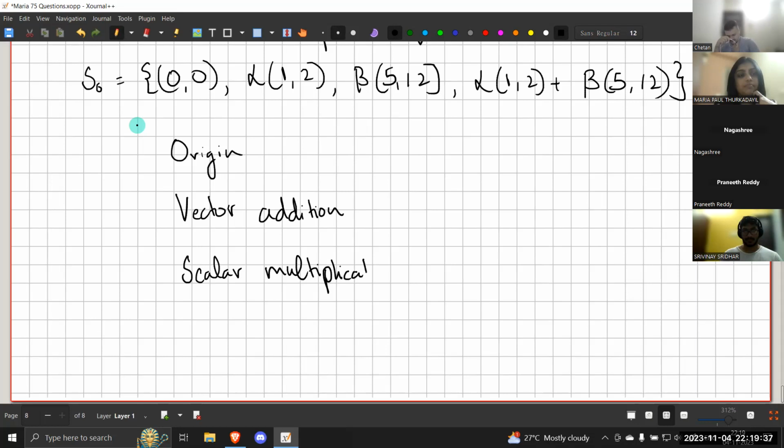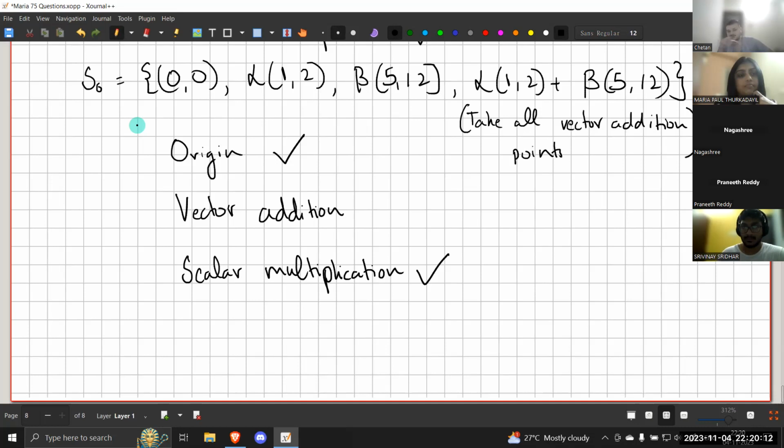You take the set of real numbers. Whatever combination or addition you get after doing the scalar multiplication separately, it would still belong to the same set, therefore it would satisfy. Correct. So origin is satisfied, scalar multiplication is satisfied since we have taken alpha times (1, 2), beta times (5, 12). And vector addition is also satisfied, because alpha times (1, 2) plus beta times (5, 12) actually satisfies all the previous properties, everything that we have written before this. Okay, it takes into account all the vectors in R2.